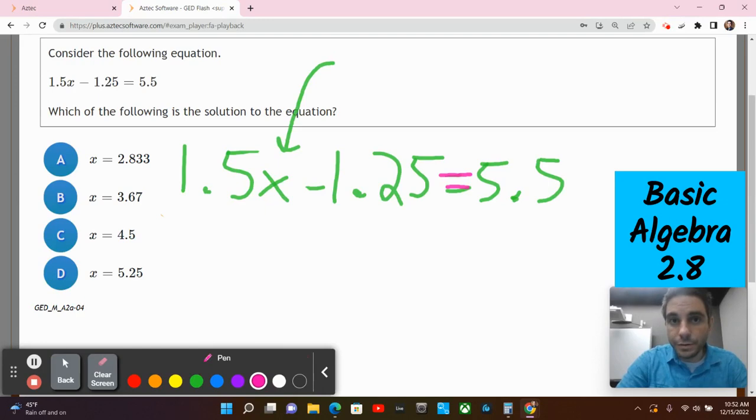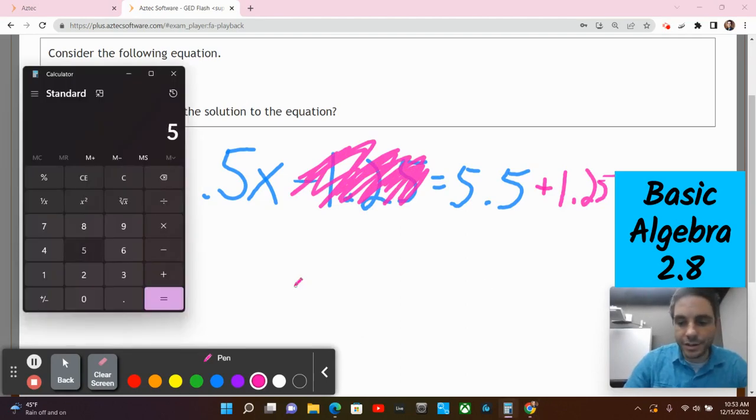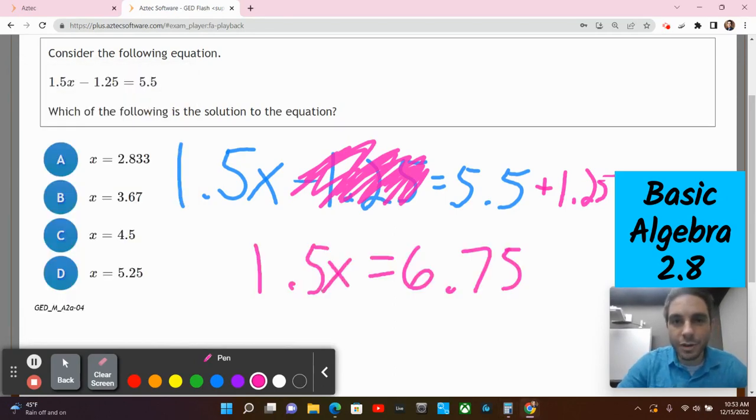The first number we're going to move is the easiest, most flexible number, which is the number that's being added or subtracted. In this case, it's being subtracted. So negative 1.25, or 1.25, is being subtracted. When we move that over to the other side, it's going to change from being subtracted to being added. So I can cross off negative 1.25 over there because I've moved it over. And then I can pull out a calculator and do that addition, 5.5 plus 1.25, 6.75. And we get 1.5 times x is now equal to 6.75.